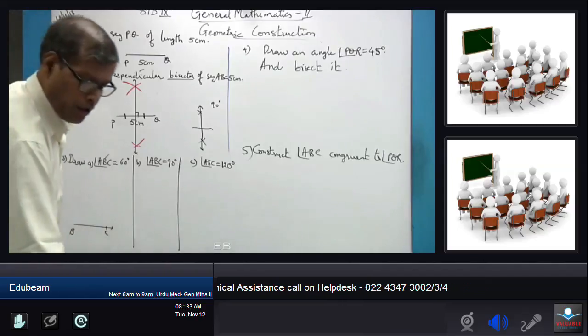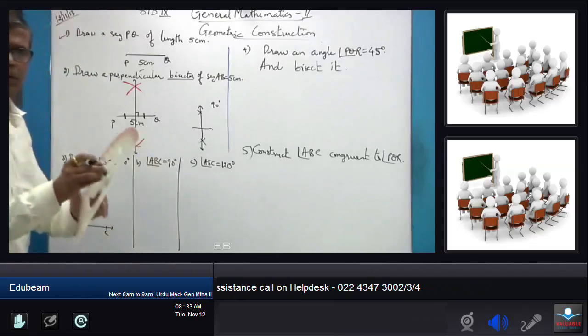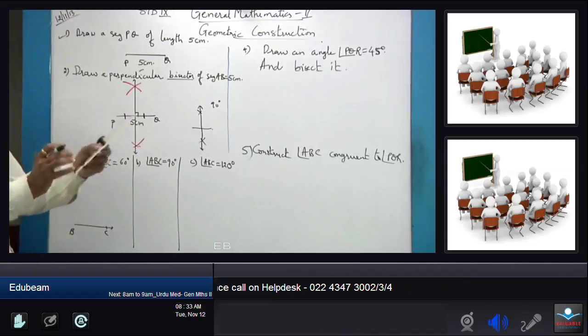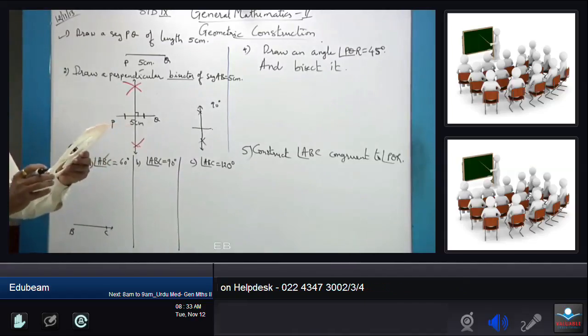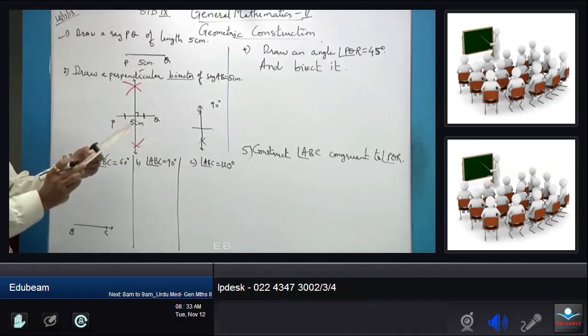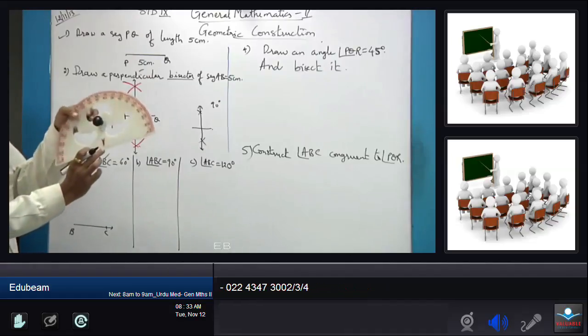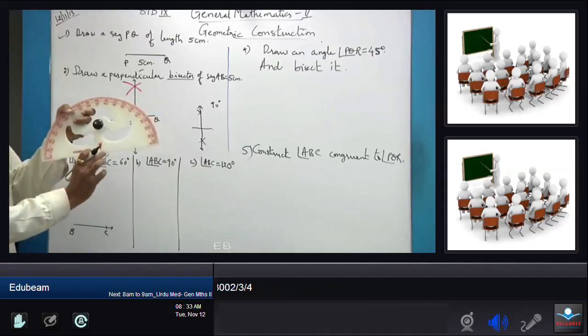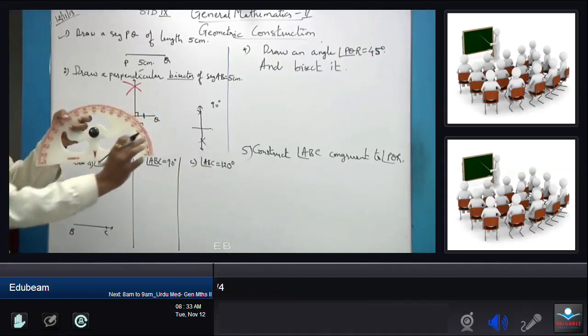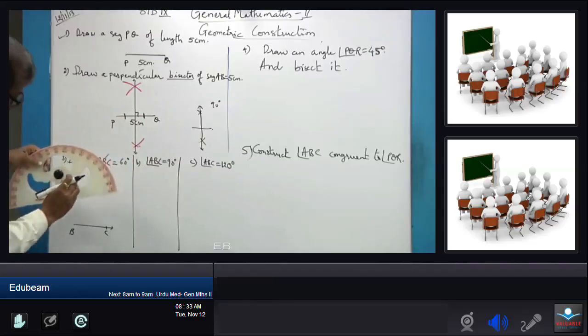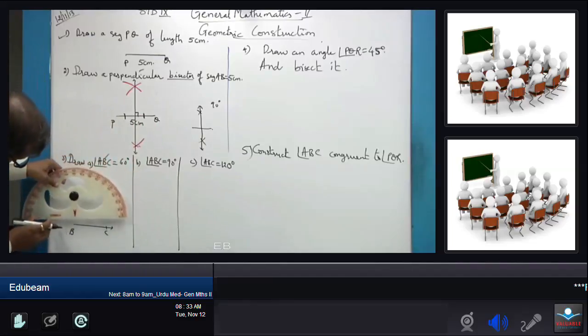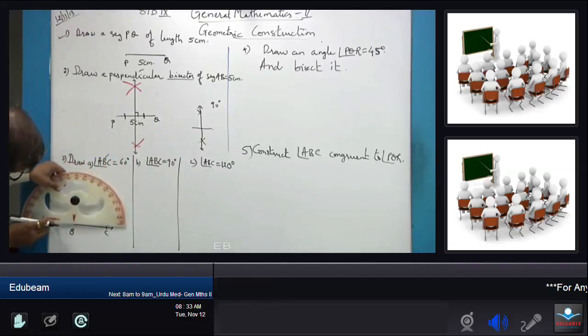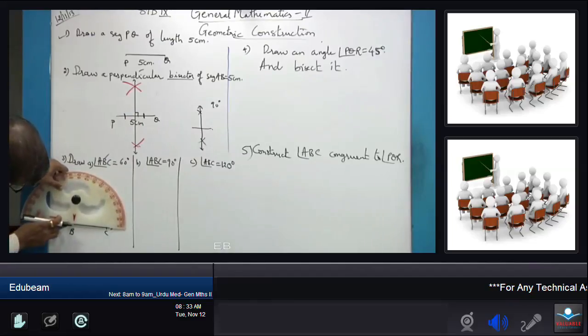90 degree. You are not going to write 90, mark it, this is your 90. This is your 90 degree mark. Perpendicular on 90. On top, put it as A, and this is your required angle ABC.